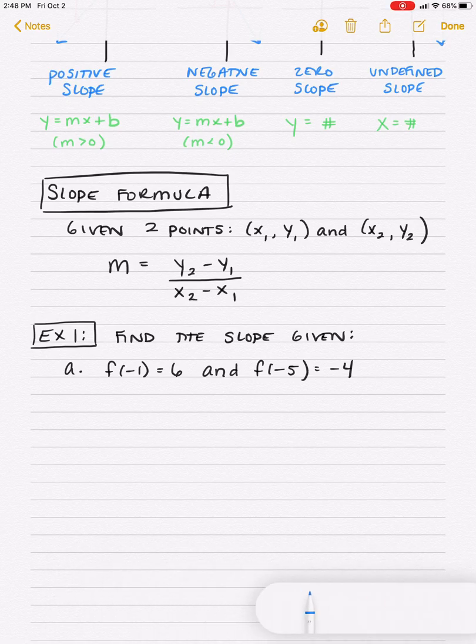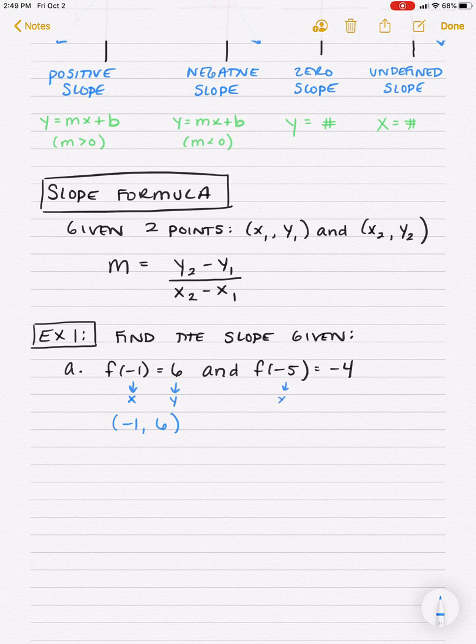Now, this notation looks a little different than maybe what you saw in Algebra 1. Let's think about function notation and what this means. This -1 is the input, which is always your x. The 6 is your output, which is the y. So this is really just going to represent the ordered pair -1, 6.